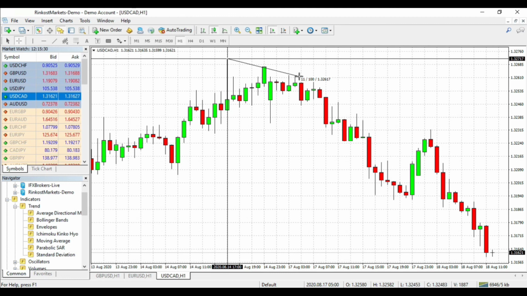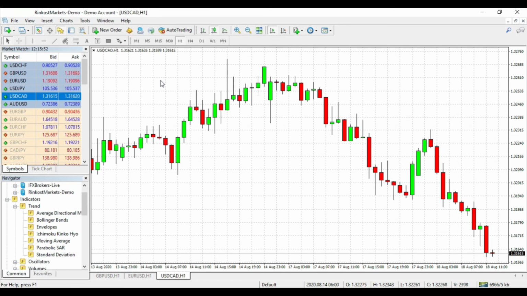So instead of 100, you should just read it as 10 pips. The third one is a decimal place, and then the last variable shown, the 1.32617, is where you are currently hovering your crosshair. So that's also a handy tool to know.